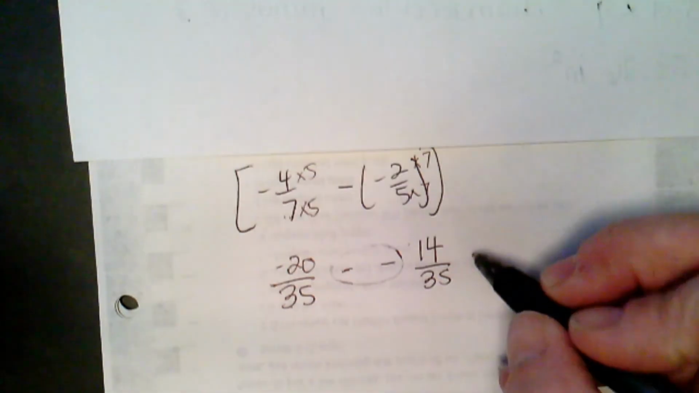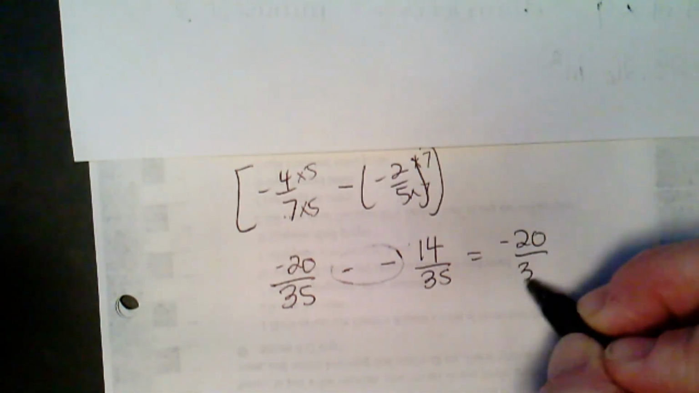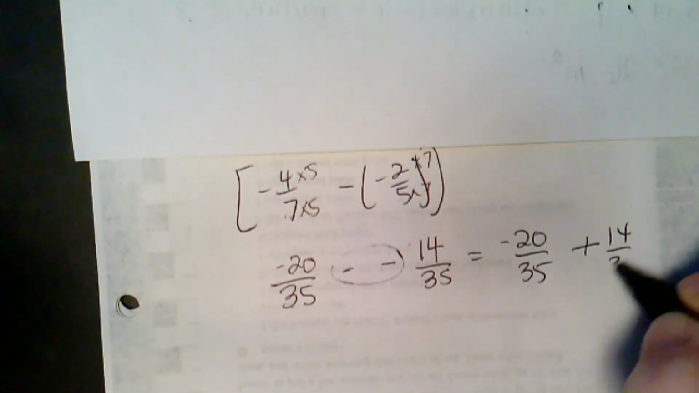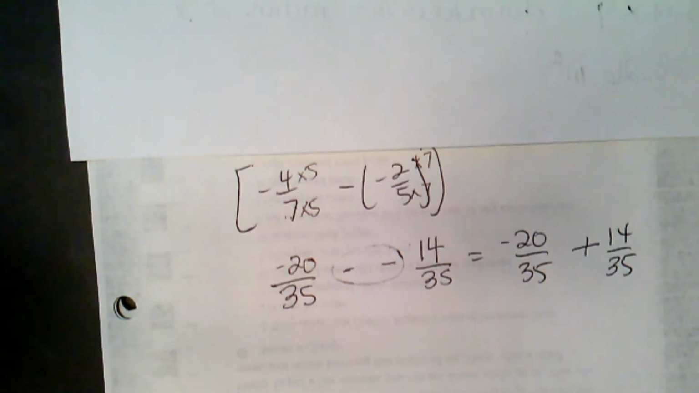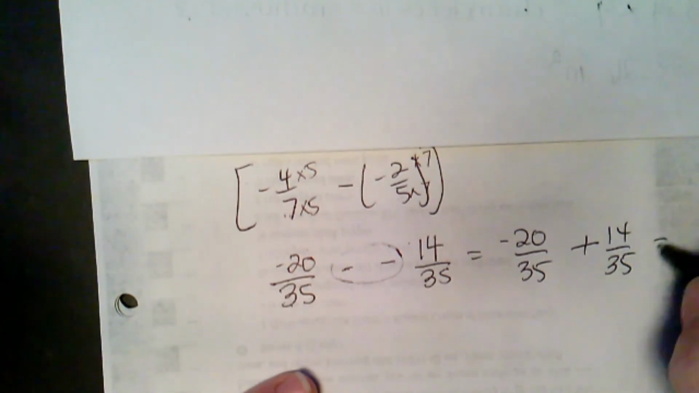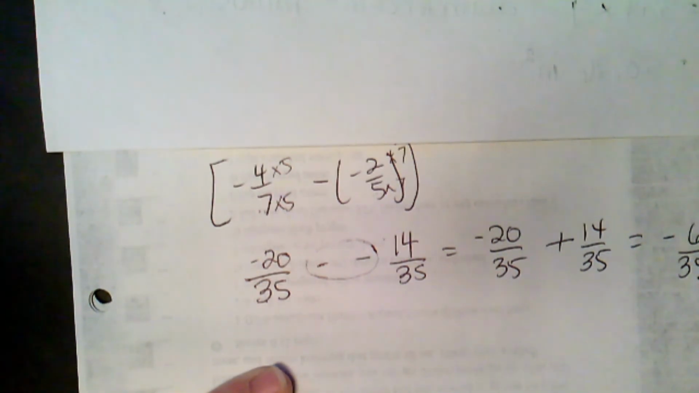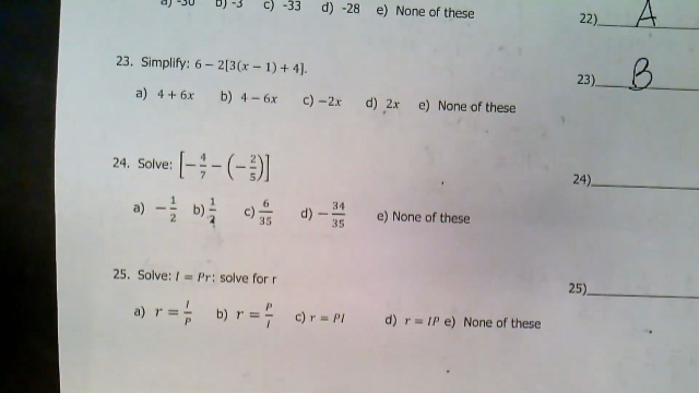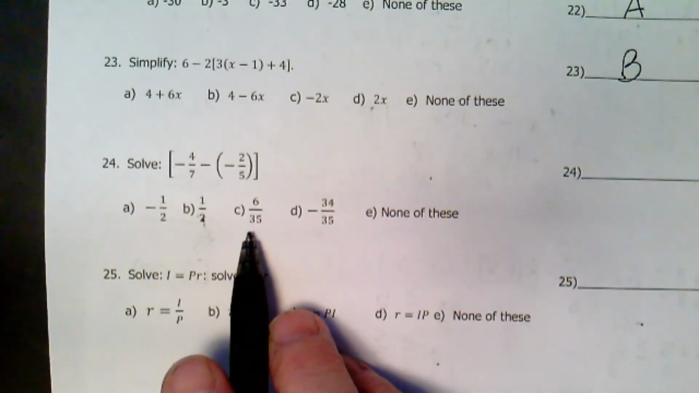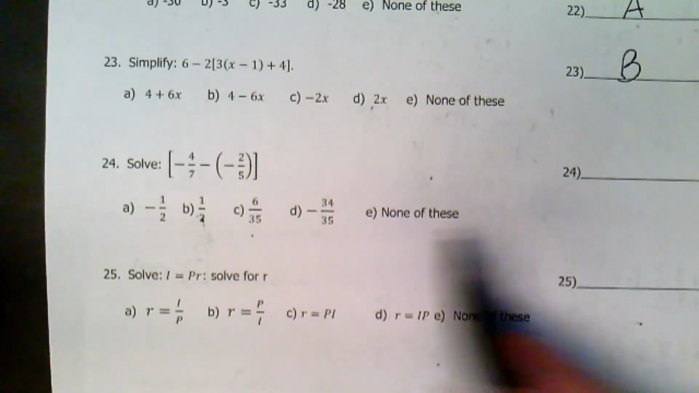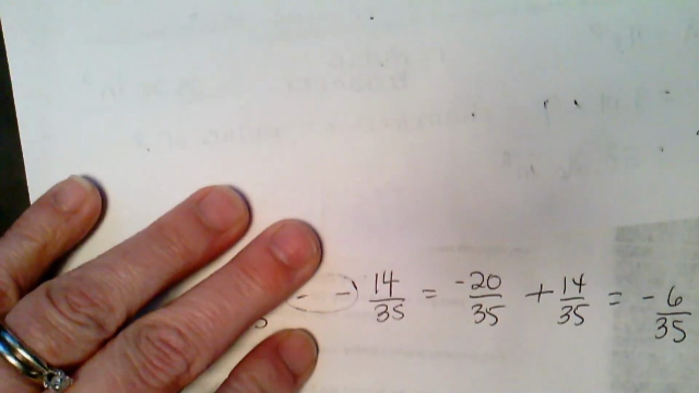Remember the double negative rule. Whenever you see that, you can change it to a plus. And now we're doing negative 20 plus 14, which is negative 6 over 35. And if I look back at my choices, there's one close, and it makes you second guess yourself, which is why sometimes multiple choice isn't always the best, but in this case the answer is E because we had a negative 6/35.